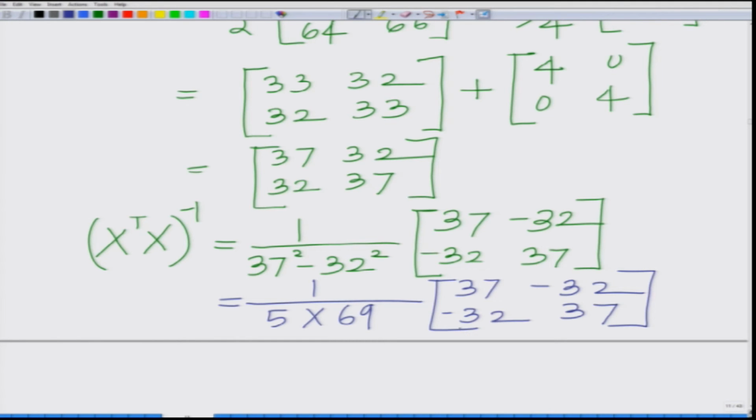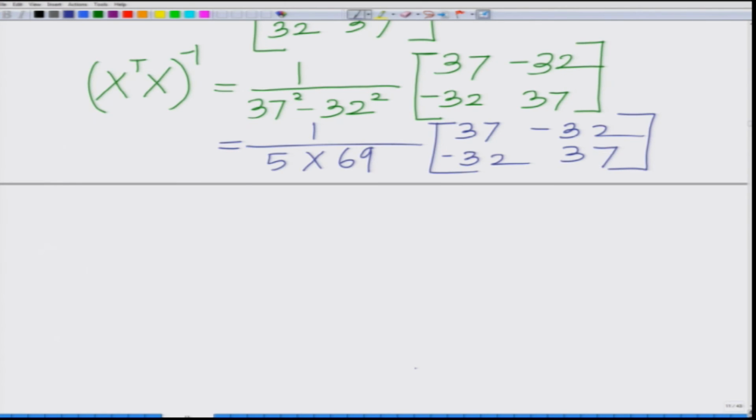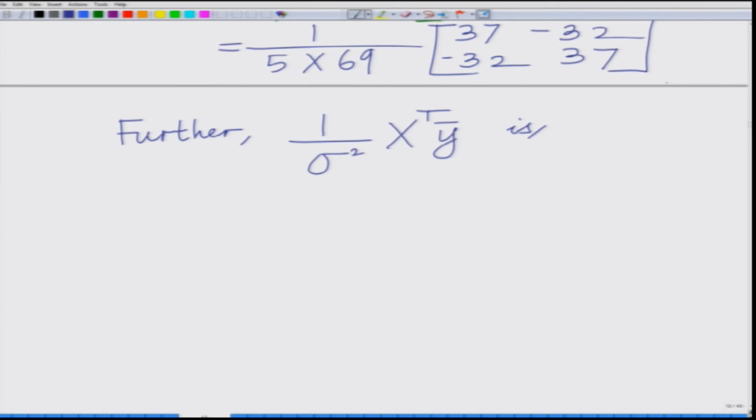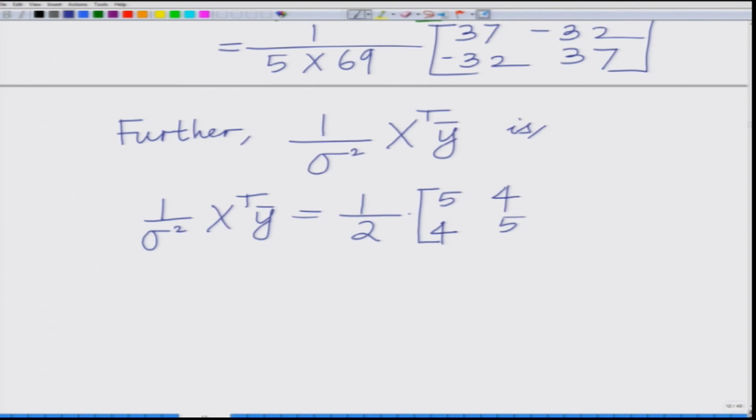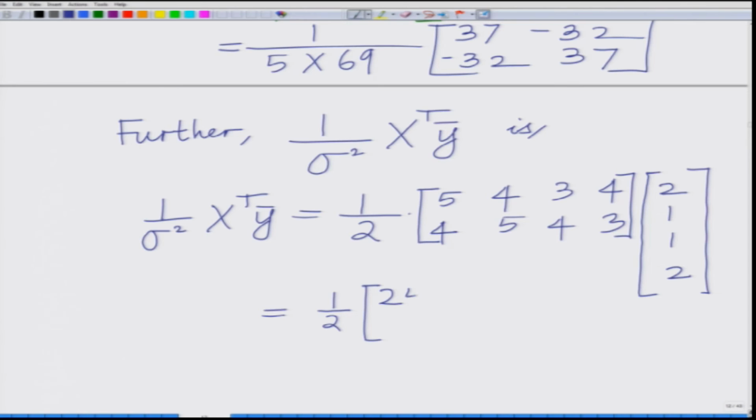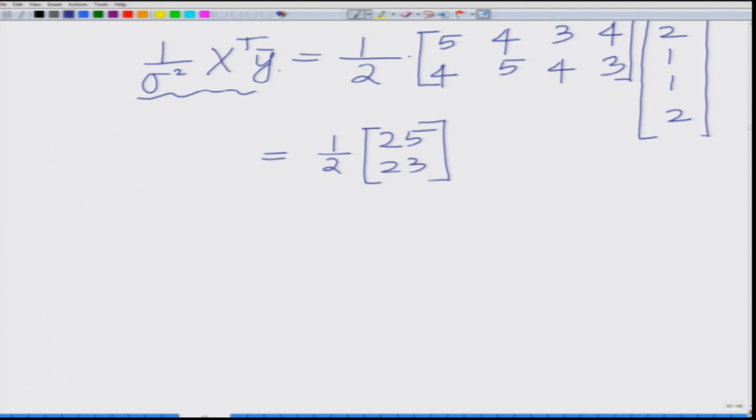Okay. Now, let us compute this other quantity, 1 over sigma square x transpose y bar. This is 1 over sigma square times x transpose y bar. So, sigma square is 2. So, 1 over 2, x transpose is 5, 4, 4 5, 3 4 4 3 times 2 1 1 2, which is equal to half 25 23. And now therefore, we have computed both these components, 1 over sigma square x transpose y and the other.